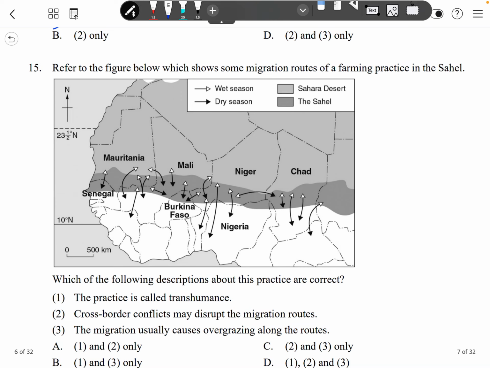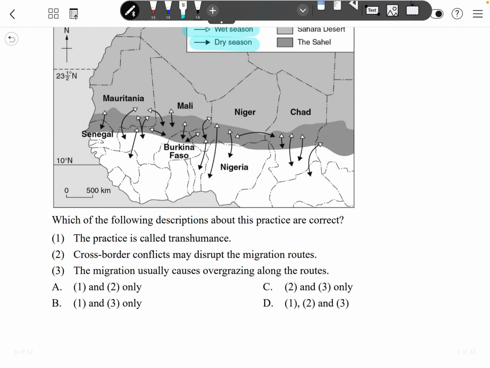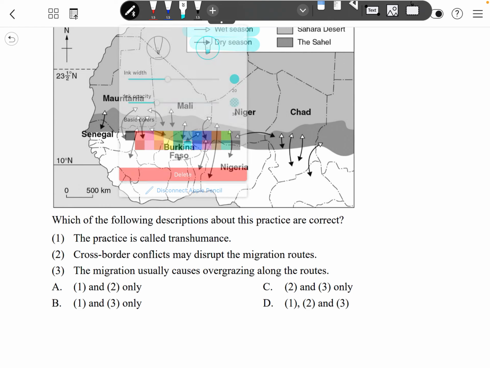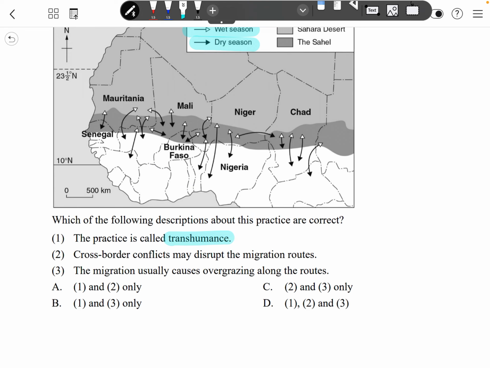Number 15 shows the migration routes of a farming practice in the Sahel. So we can see the movement in wet season and dry season along the Sahel. Which of the following descriptions about the practice are correct? It is called transhumance. Number 1, correct. Cross-border conflicts may disrupt the migration route. Yes. If there are cross-borders, because they belong to different countries, it will affect their migration.